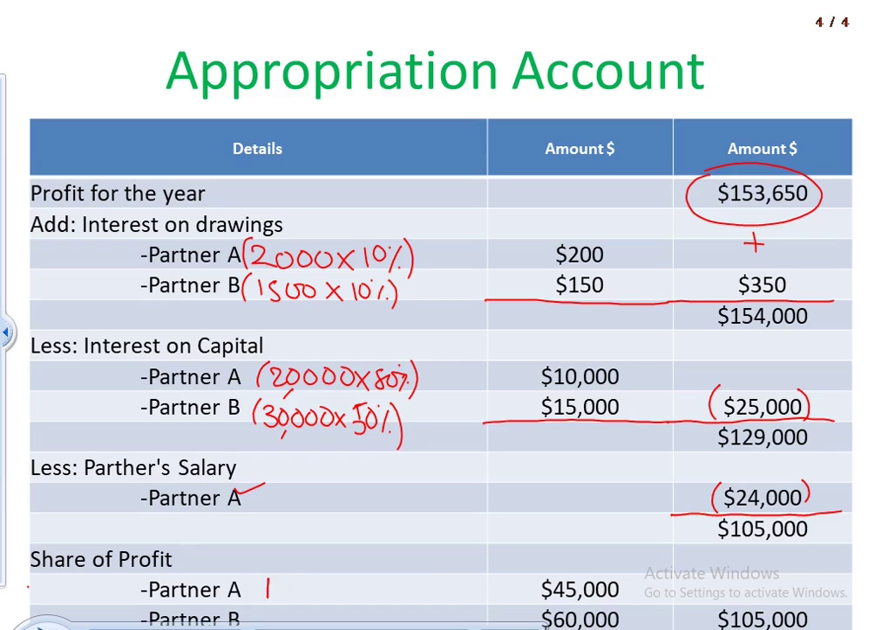So 105,000 into 3 divided by 7, so it's a 3:4. Similarly, 105,000 into 4 divided by 7. So we got 45,000 and 60,000. So this amount is equal, and we don't have any money left in this account.